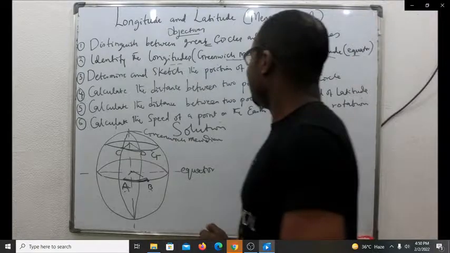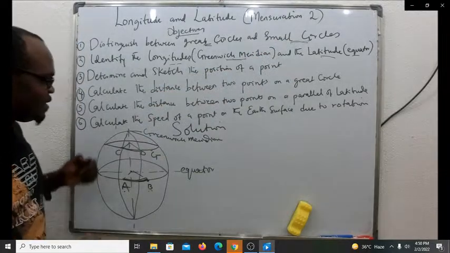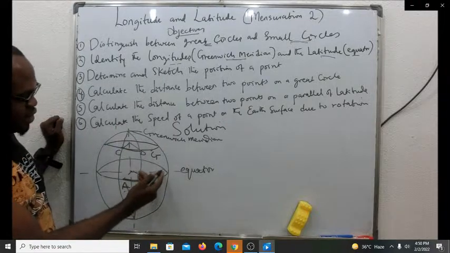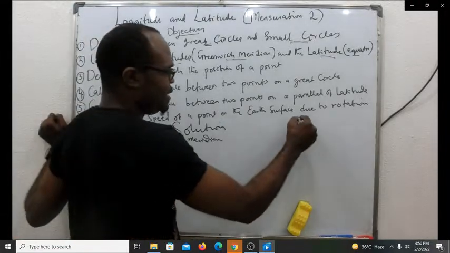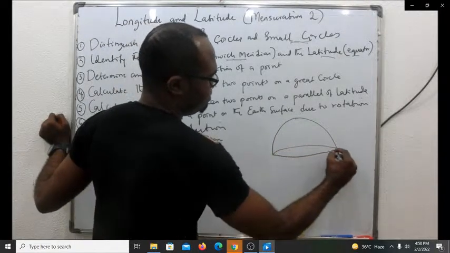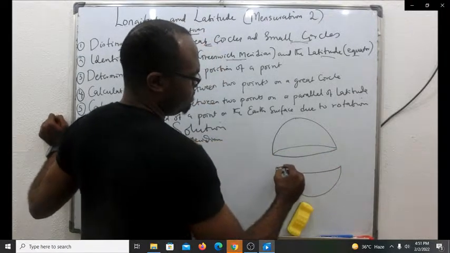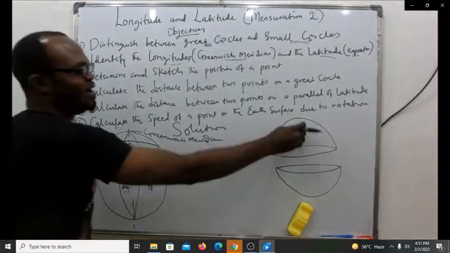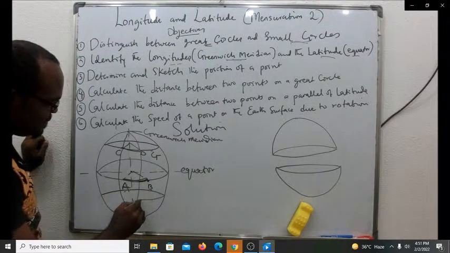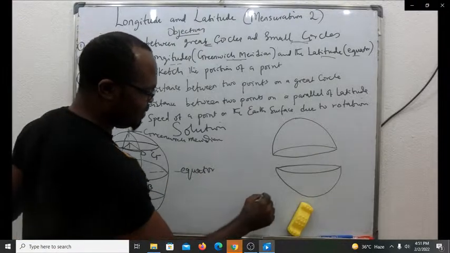So let me go through them again. Number one, distinguish between great circles and small circles. And I said that a great circle is any circle through which when you cut the earth, you can have equal parts. Let's say you cut the earth through the equator, you'll be having something like this. If you cut through the equator, you have two equal parts. But let's say you come to this other latitude and you cut the earth through here. What are you going to be having? You'll be having something like this.